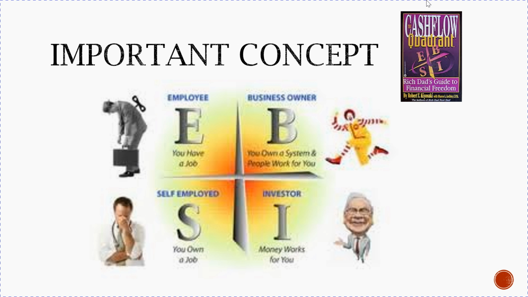So, a very important concept is cash flow, and there's an excellent book that I highly recommend called Cashflow Quadrant, Rich Dad's Guide to Freedom, by Robert Kiyosaki. He introduced this ESBI quadrant concept. So, brief overview, what is it? The quadrant is whereby there are four main ways to make money, according to this book.